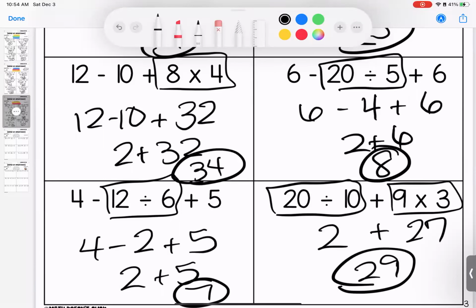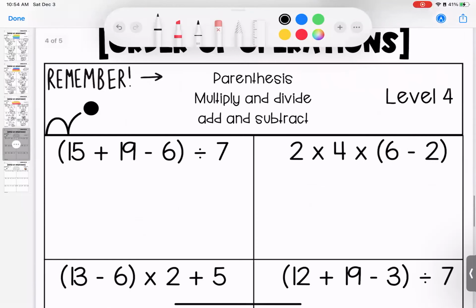We're going to move on to page 4. If at any time you have questions, please bring them with you to class. All right, kiddos, welcome to level 4, where we have parentheses. We will multiply and divide as we see them. We will add and subtract as we see them. We start with what is inside the parentheses first.